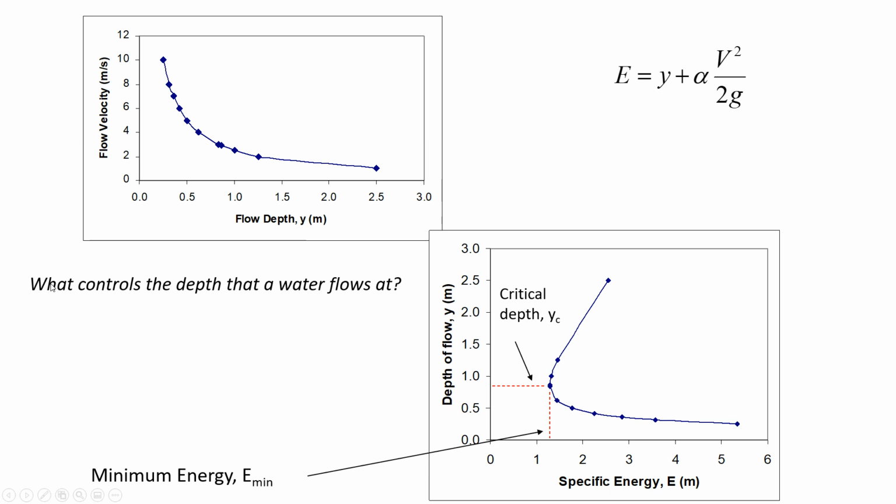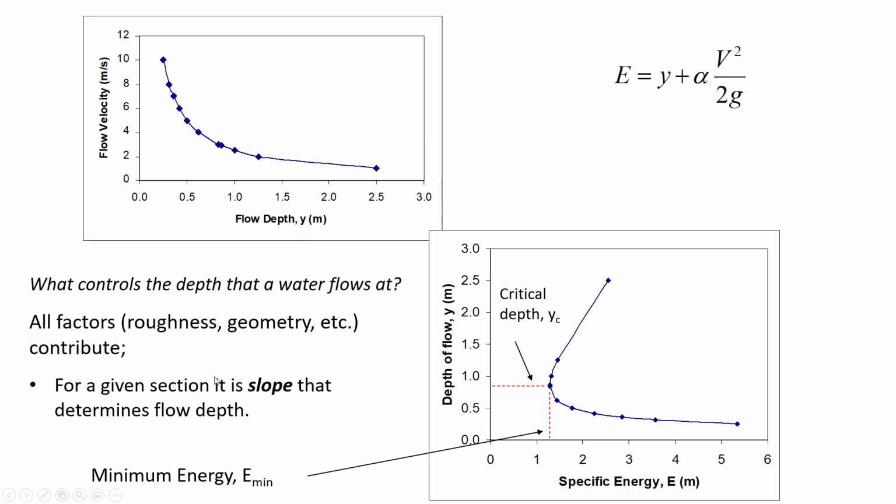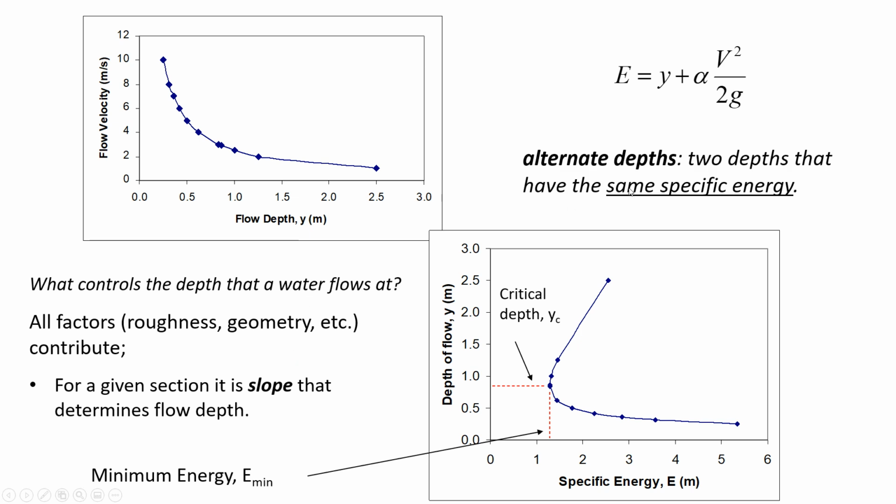What controls the depth that the water is actually flowing at is the slope of the channel, how steep it is. Remember, it can flow at any combination of depth and velocity for a given channel width and flow rate. So how deep the water is going to be depends on how steep the channel is. The roughness of the channel also contributes, but for a given section, it's the slope that determines the depth. Now, alternate depths are two depths that have the same specific energy. So let's say you have a specific energy of 2 meters.